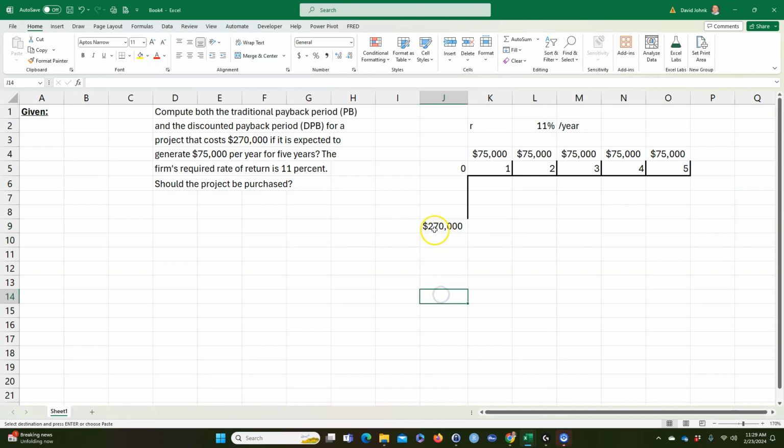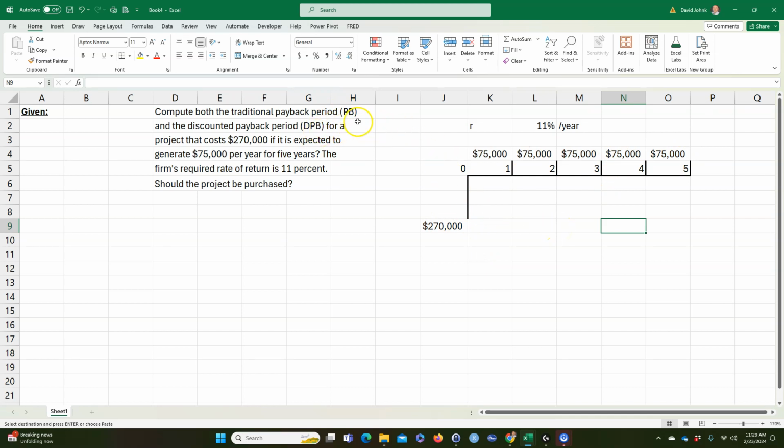You're investing $270,000, and then you're receiving from this investment these cash flows in the future. Year 1, 2, 3, 4, and 5 years. You're going to receive these cash flows, and it costs you 11% to borrow this money. Okay, so the question is, how long does it take to pay this back? And you're going to use two methods: discounted payback and a payback period.